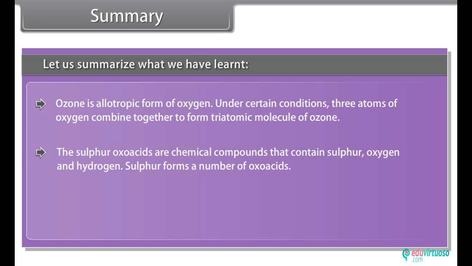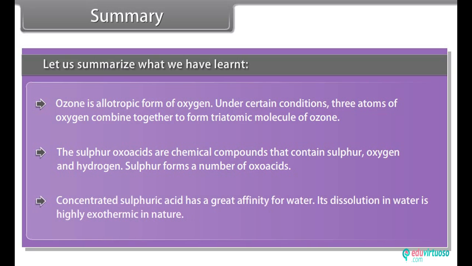The sulfur oxoacids are chemical compounds that contain sulfur, oxygen and hydrogen. Sulfur forms a number of oxoacids. Concentrated sulfuric acid has a great affinity for water. Its dissolution in water is highly exothermic in nature.